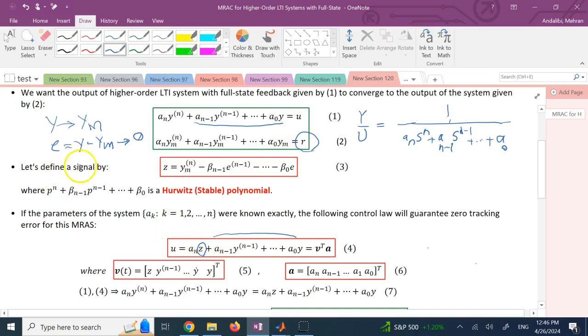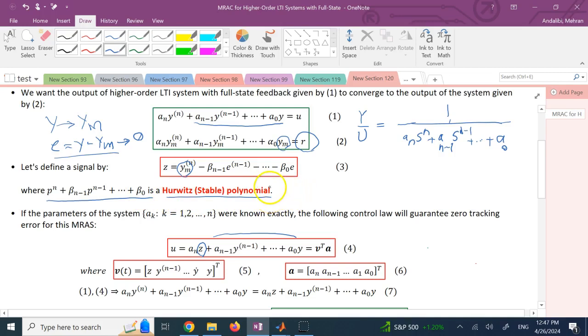What is z? Z is the signal defined by equation 3, which is ym to the n, the nth derivative of the model, minus beta n minus 1 e to the n minus 1 all the way to minus beta naught e, where e is the tracking error, ym is the output of the model, and these betas form the polynomial p to the n plus beta n minus 1 p to the n minus 1 all the way plus beta naught, which is what we call a Hurwitz or stable polynomial.